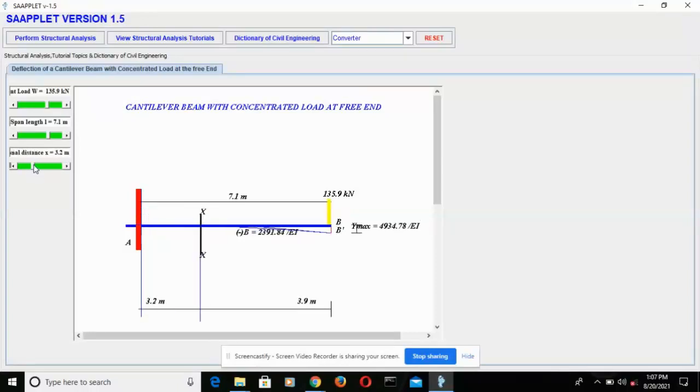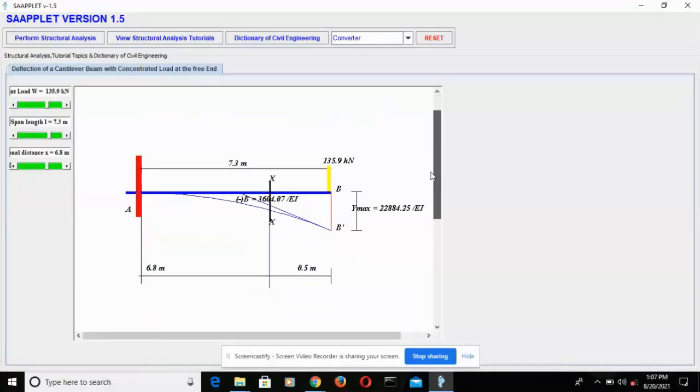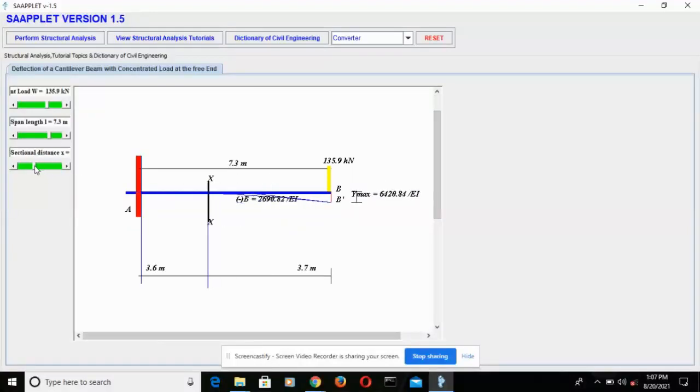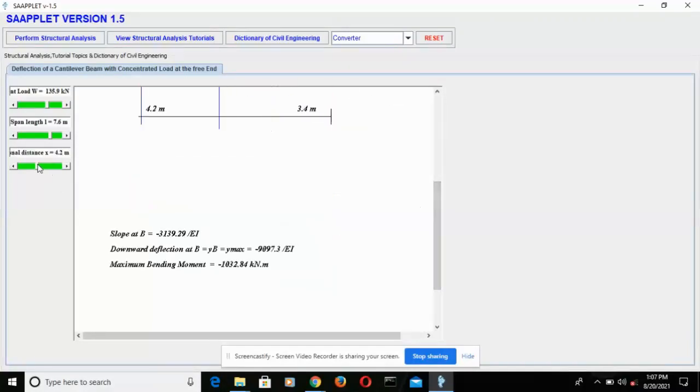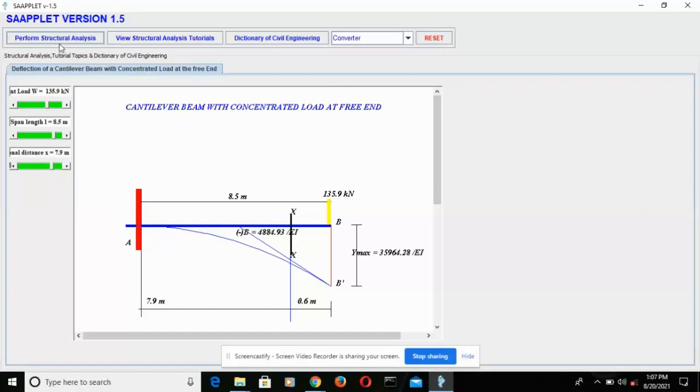Can be any value. See that as we scroll this, Saapplet simulates and produces the various values of the slope and deflection at various cross-sectional distances we have. You can see what we have here. So you can see the values keep changing, the values of slope, downward deflection at B, and maximum bending moment is also given here. So let's look at another example.